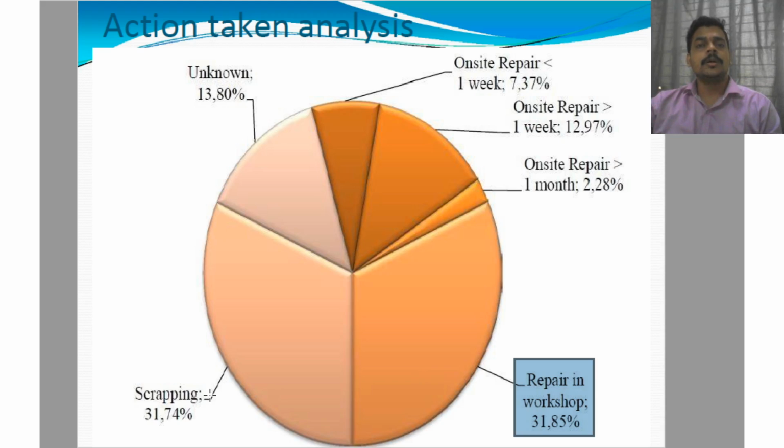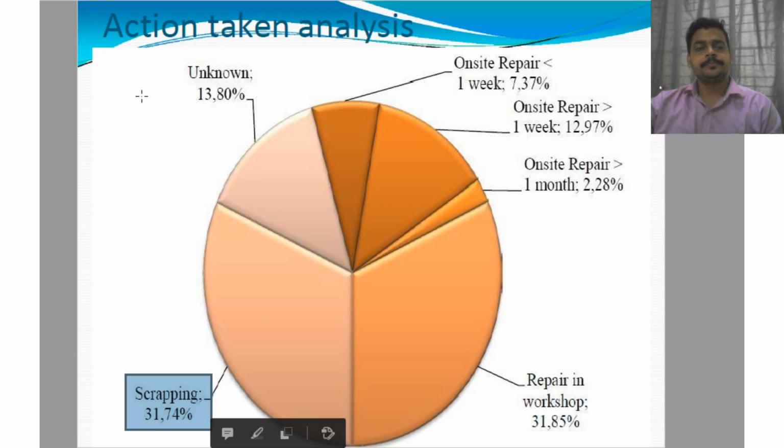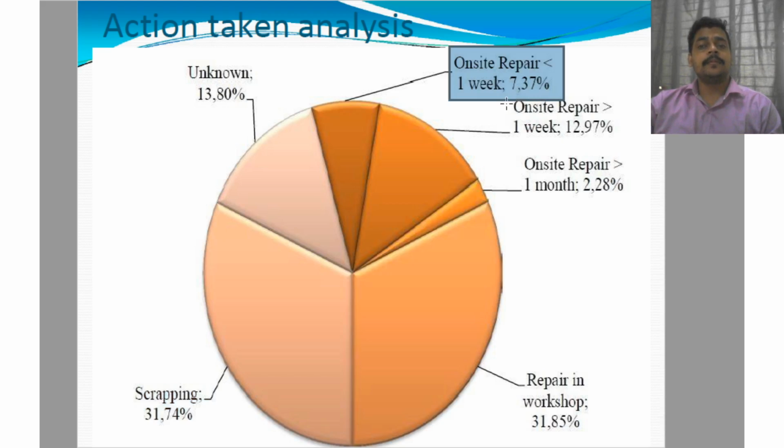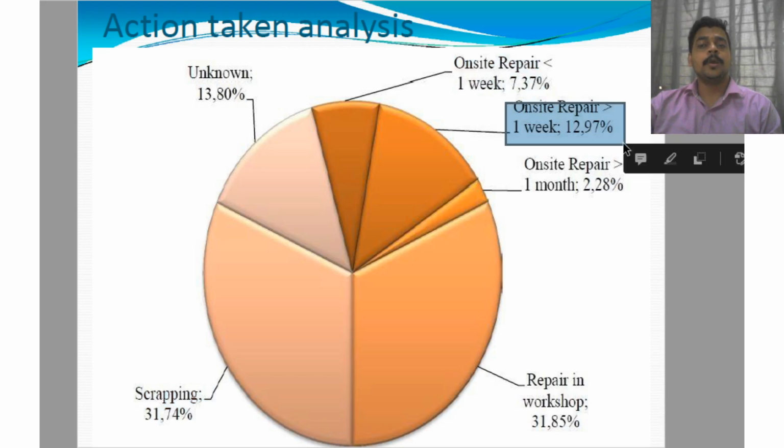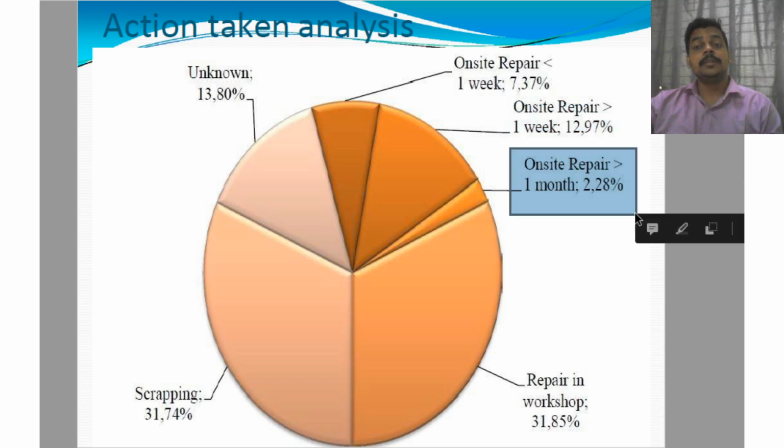large problems are going to occur or have already occurred in the transformer, we have to scrap it. Then on-site repair is possible in less than 1 week, with a percentage of 7.37. On-site repair greater than 1 week, the percentage is 12.97. On-site repair greater than 1 month is 2.28%. So this is the action taken after detecting the failure of a transformer.